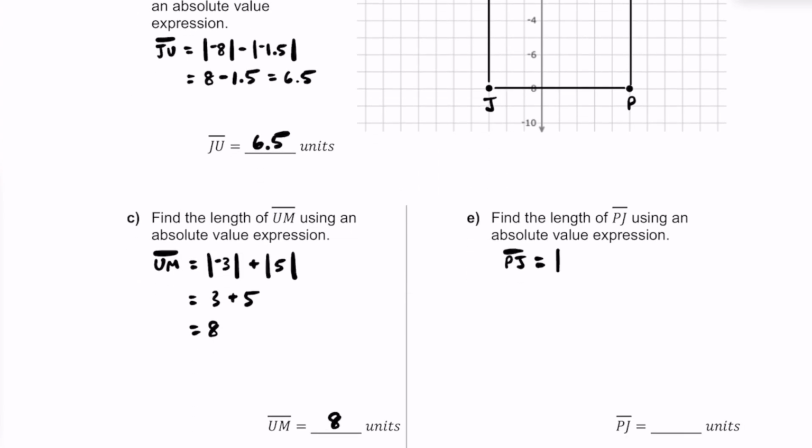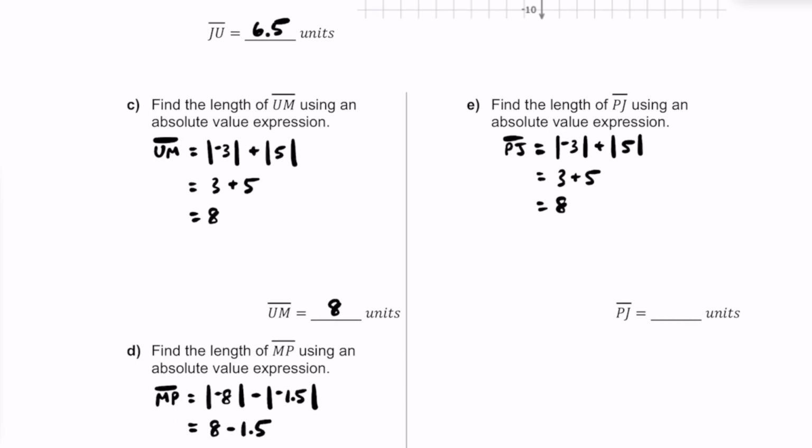So it doesn't matter which one goes first because we're adding. So it's the absolute value of negative 3 plus the absolute value of 5. That's going to be 3 plus 5, and that's going to be 8. So looks like segment PJ is going to be 8 units long.